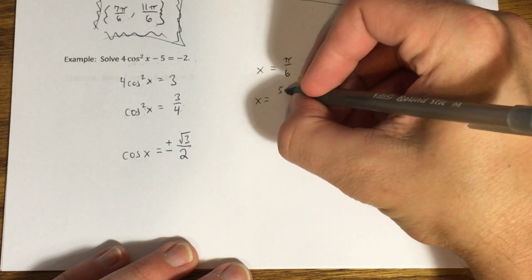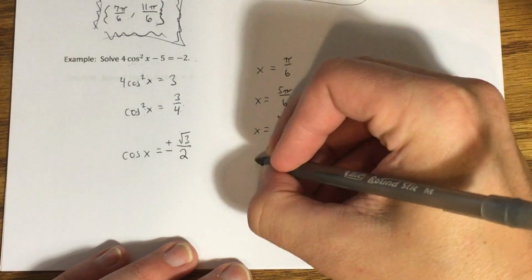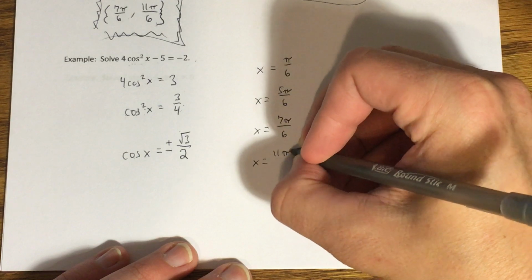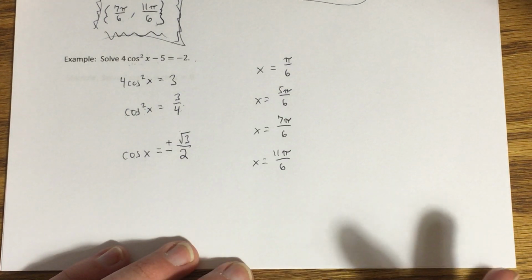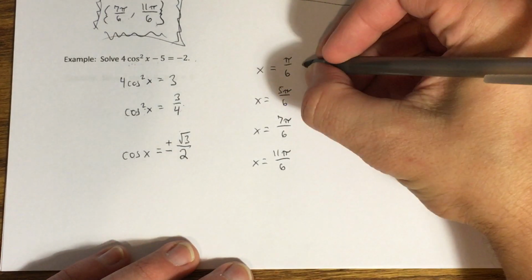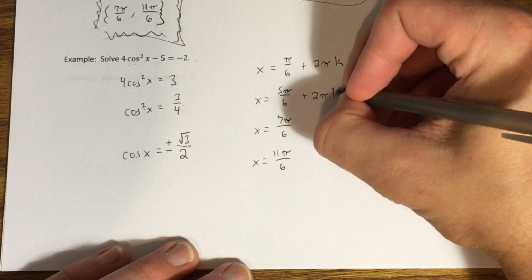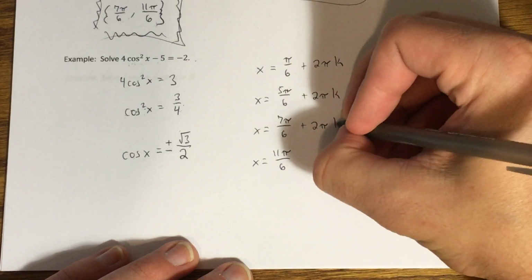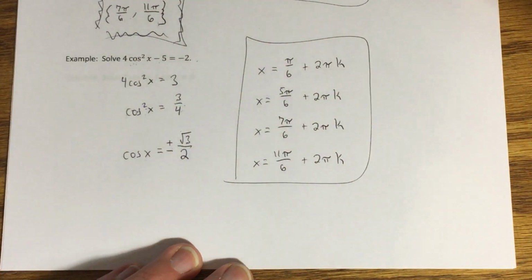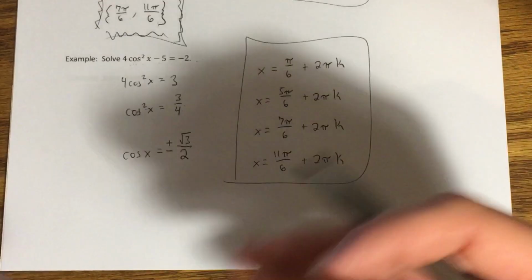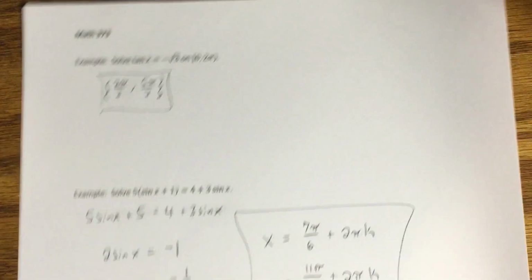It's going to occur at 5 pi over 6, 7 pi over 6, and 11 pi over 6. And again, we're looking for general solutions this time. We're not interested in just this one revolution throughout the unit circle. So for each one of these, I have to include this plus 2 pi k now. Just like this. Okay? So that had a much more involved solution set, but that's generally what you're looking at when you deal with equations of this type.